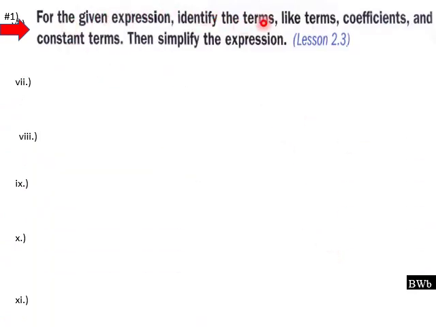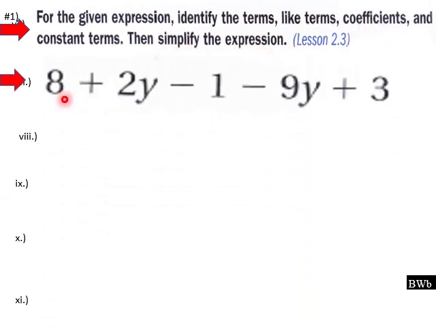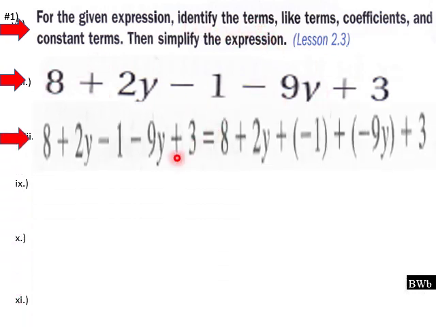For the given expression, identify the terms, like terms, coefficients, and constant terms, and simplify the expression. So here is our original expression. We need to identify the terms, and each one of these is a term, separated by a mathematical operator. These are called terms. Each one of these are terms here.